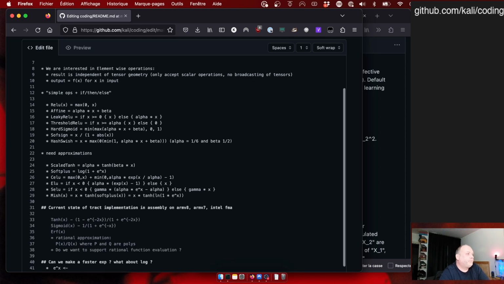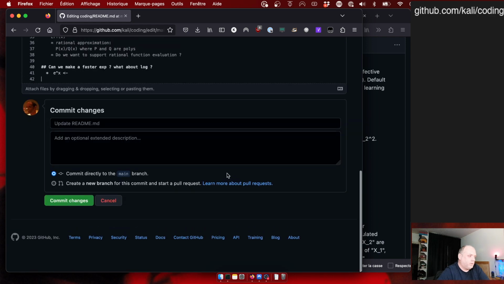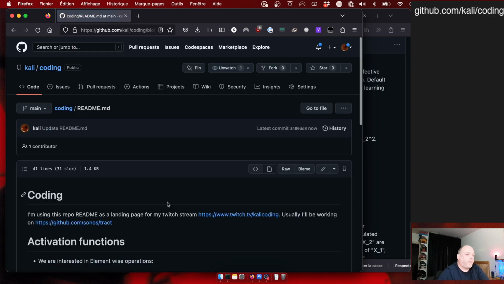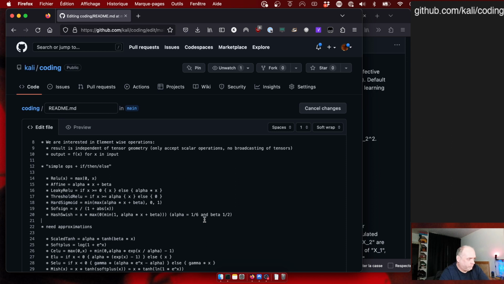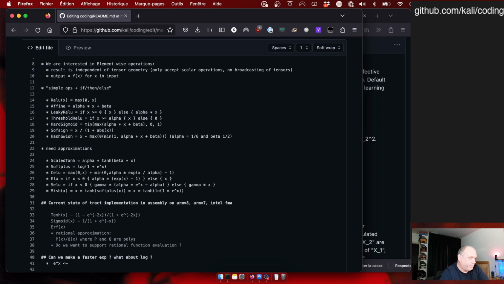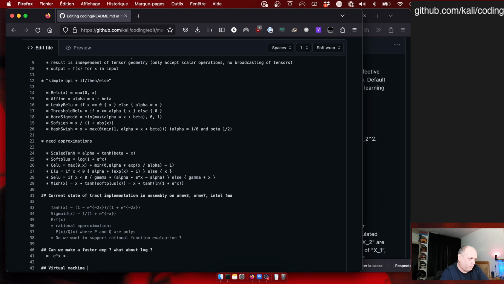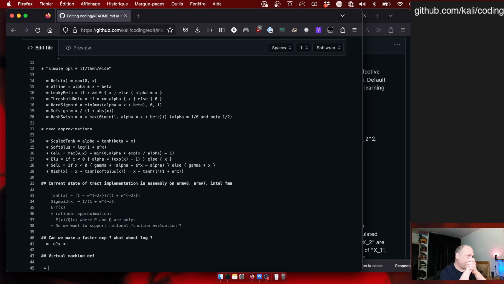We'll assume that I'm going to commit this up, edit. So let's assume that we have a virtual machine that has, let's say, 4 registers, which in the actual implementation will be made of one or several vector registers of the actual architecture.